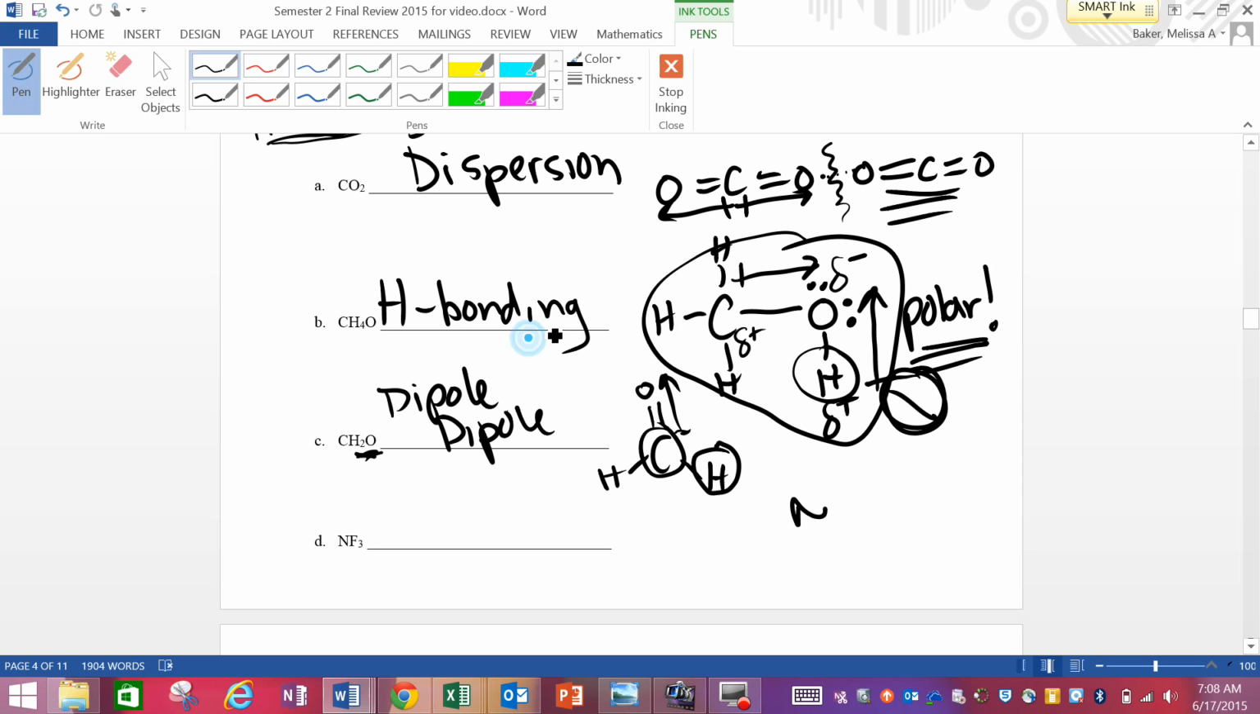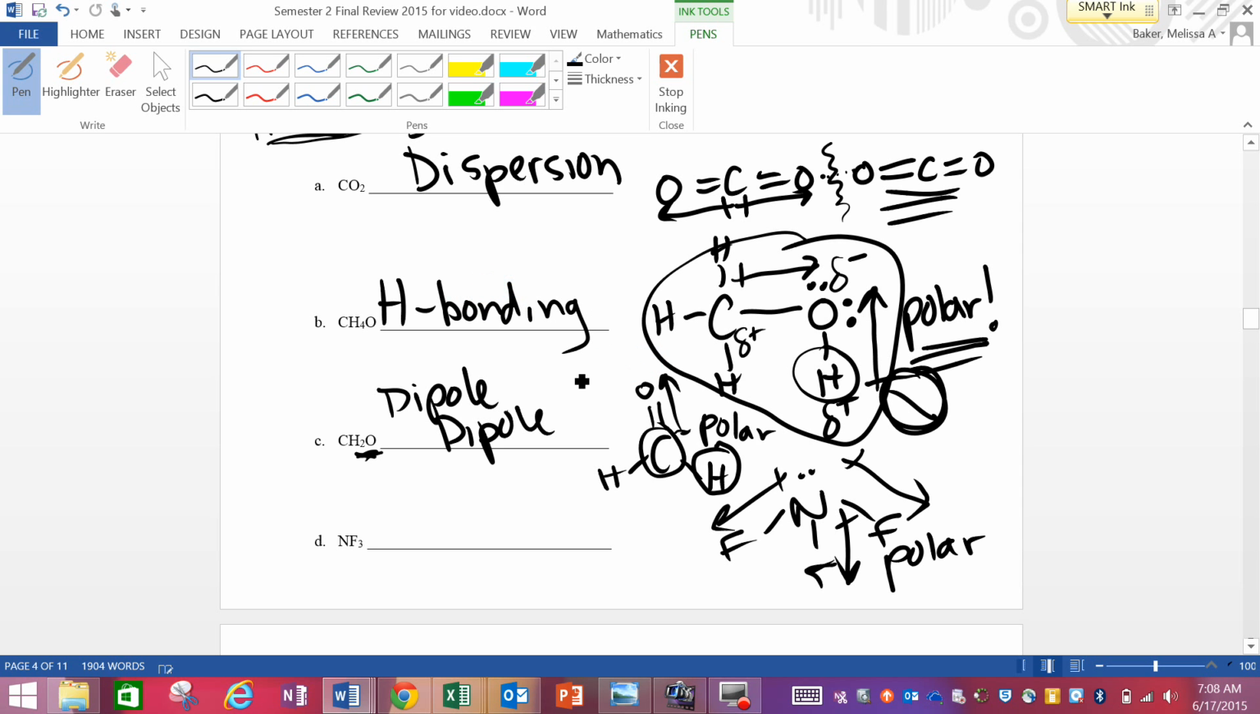Finally, the last one, NF3, it's got a pyramidal shape, and each of these three fluorines is pulling down, down, down. So this is definitely polar, just like the last one was polar. But does it have an H bonded to an F, an O, or an N? It doesn't even have an H. So that means that this one also has dipole-dipole forces.